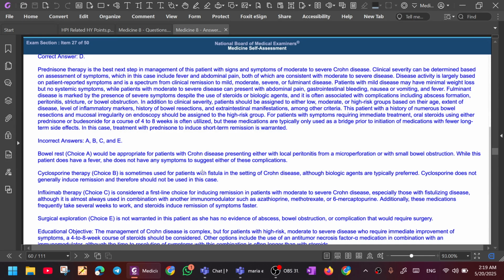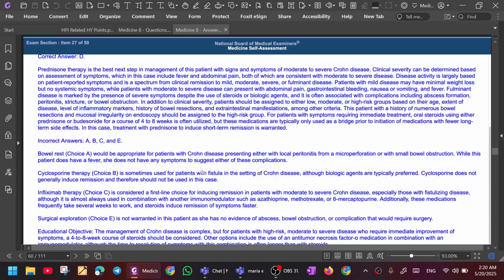C because infliximab therapy is considered a first line choice for inducing remission in patients with moderate to severe Crohn's disease, especially those with fistula disease, although it's almost always used in combination with other immunomodulators such as azathioprine, methotrexate, 6-MP, mercaptopurine. Additionally, this medication frequently takes several weeks to work, and steroids induce remission of symptoms faster.